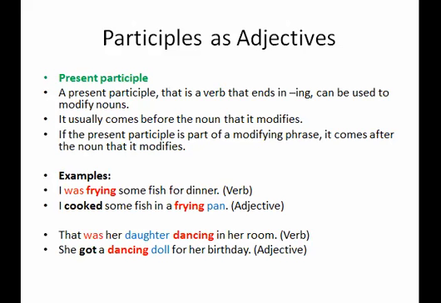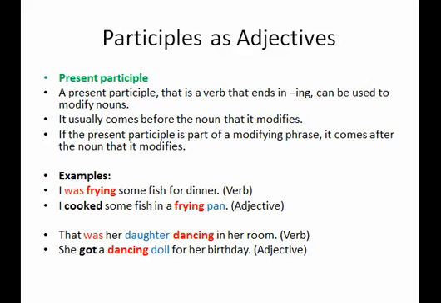I was frying some fish for dinner. Was frying. Over here, was is the helping verb. Frying is the main verb. What action was I doing? I was frying. On the other hand, look at the second example. I cooked some fish in a frying pan. In this example, the main action I did was cooking.